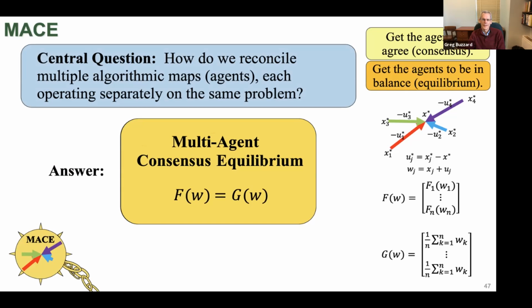Okay, and there's a little bit more Charlie humor. We have this MACE representing our consensus equilibrium condition.